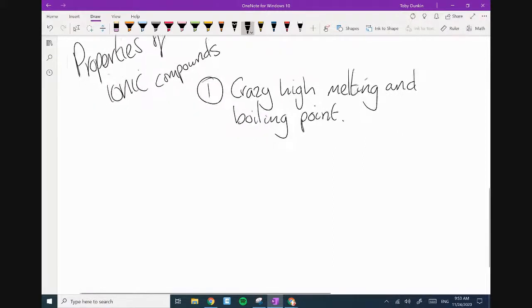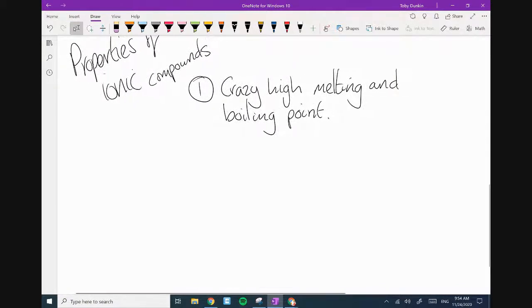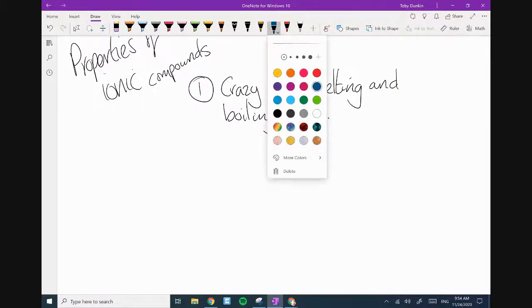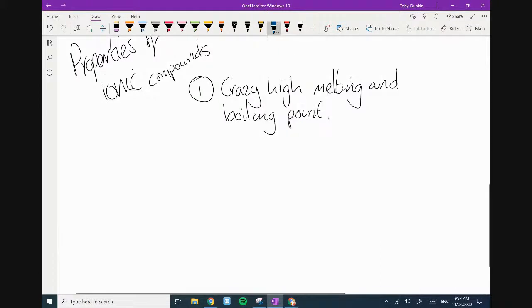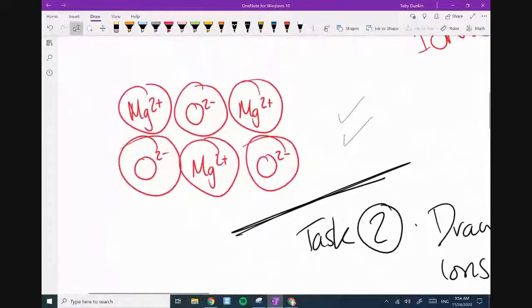We need to explain this using a diagram. Let me change my color. The diagram is the lattice structure. Just to show you this picture here, this here is GCSE.